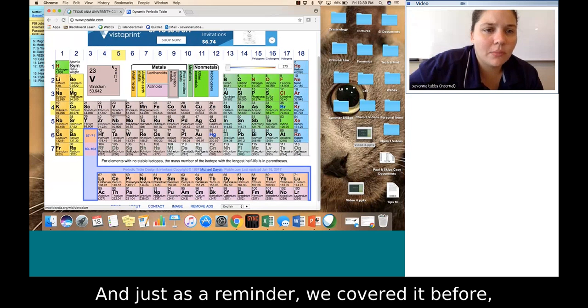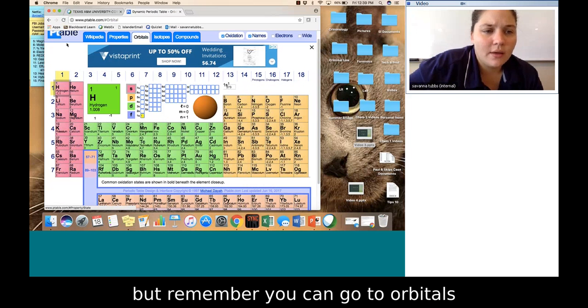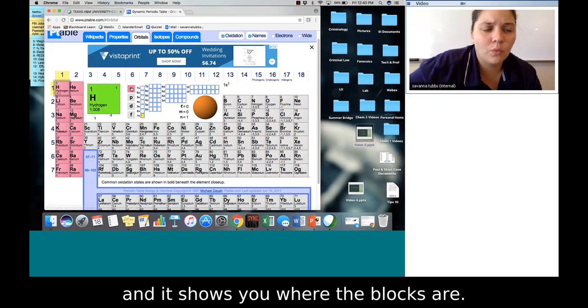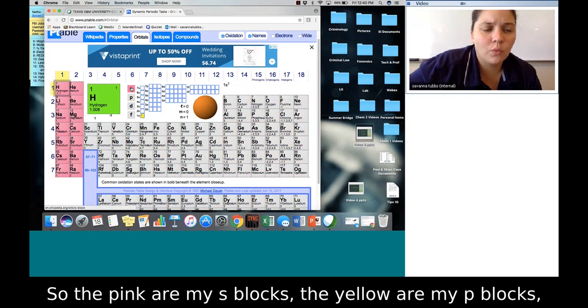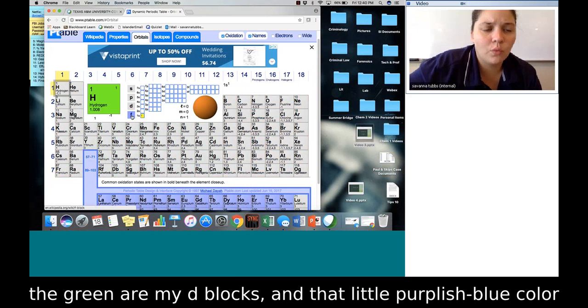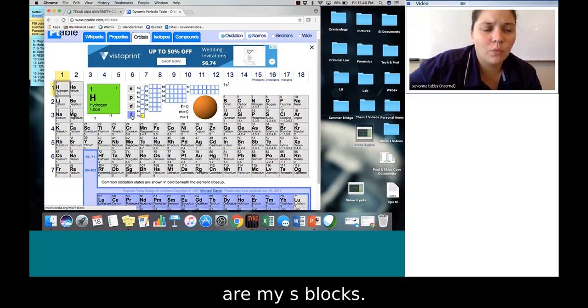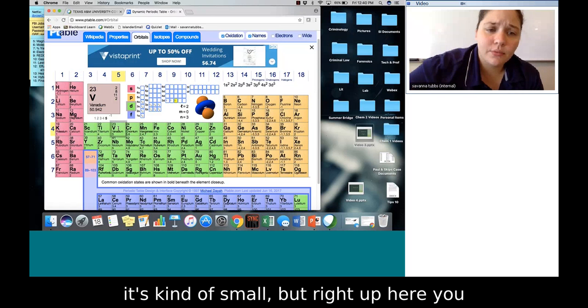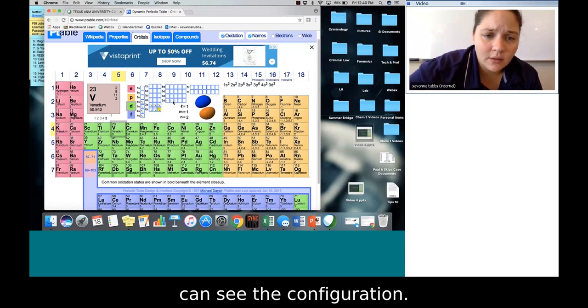And just as a reminder, we covered it before, but remember, you can go to orbitals and it shows you where the blocks are. So the pink are my S block, the yellow is my P block, the green is my D block, and that little purplish blue color is my F block. And if you look, so let's say we go to our V, it's kind of small, but right up here, you can see the configuration.